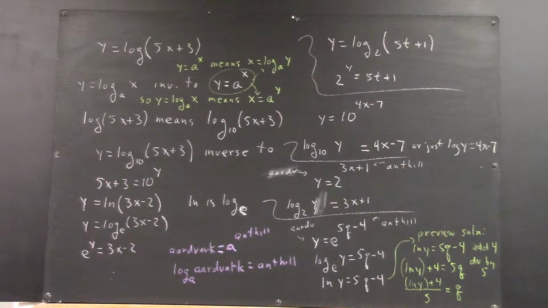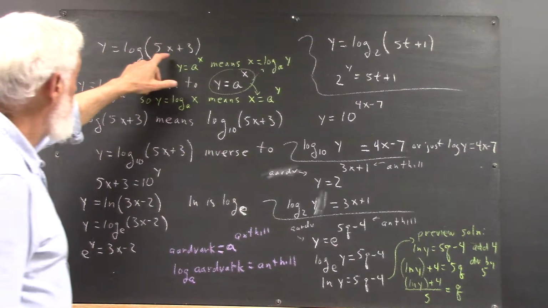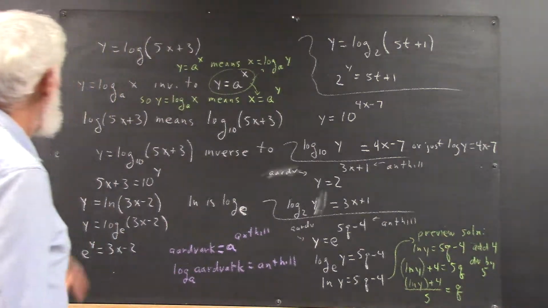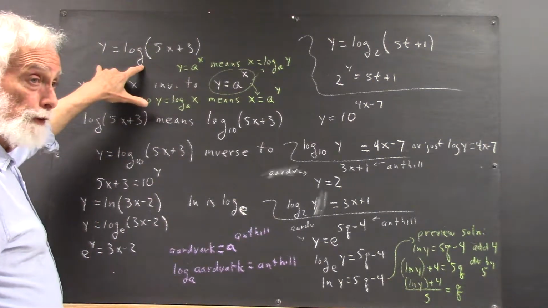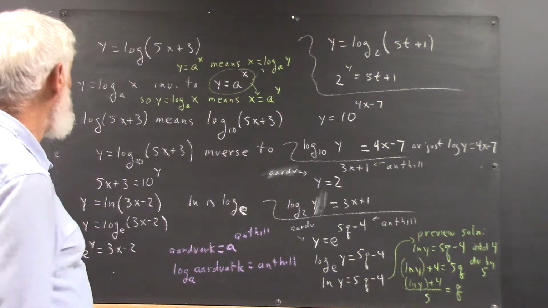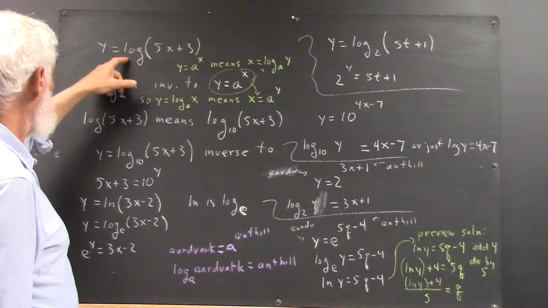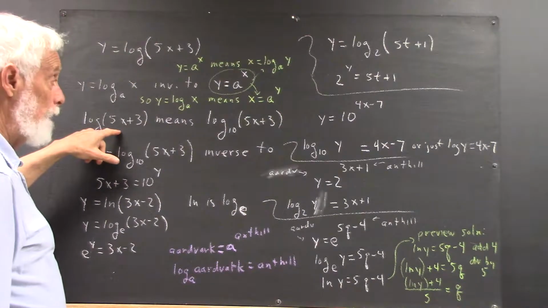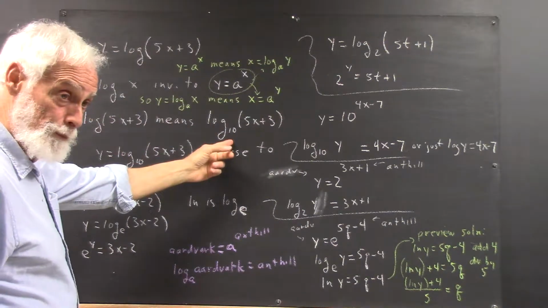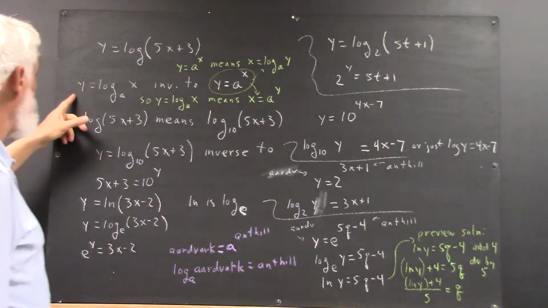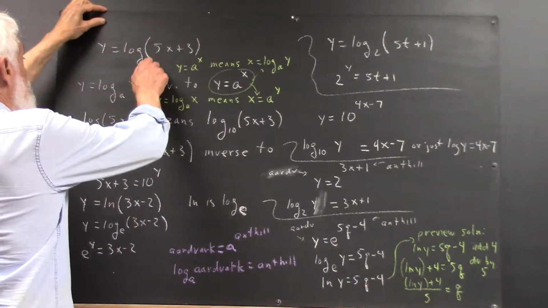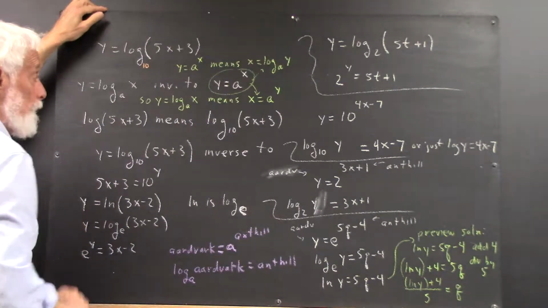Okay, well, we have y equals log of 5x plus 3. What we want to do is express this in terms of an exponential function. Now, first thing we have to recognize is that the log of 5x plus 3, log means log base 10. So y equals log base 10 of 5x plus 3. So I could write the 10 in there just to remind myself.